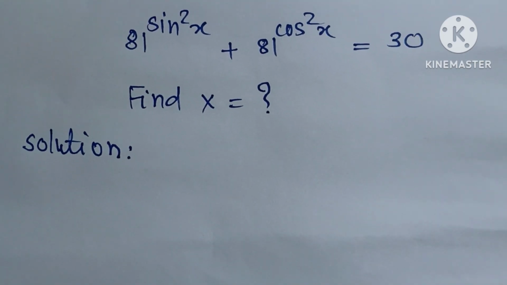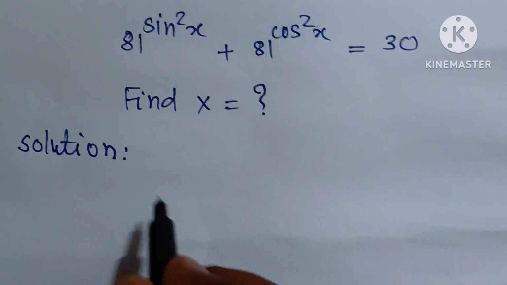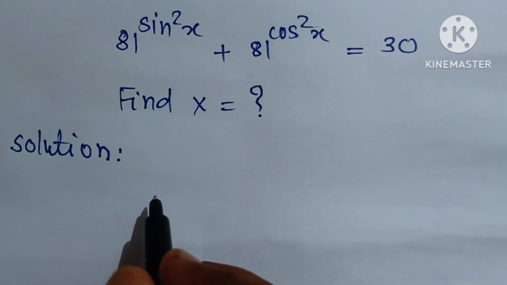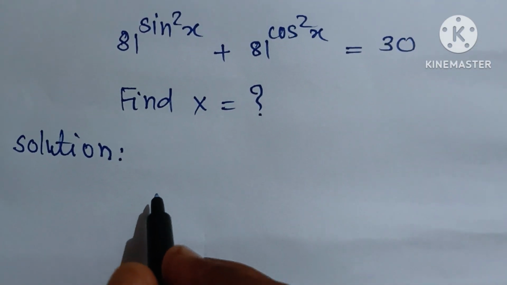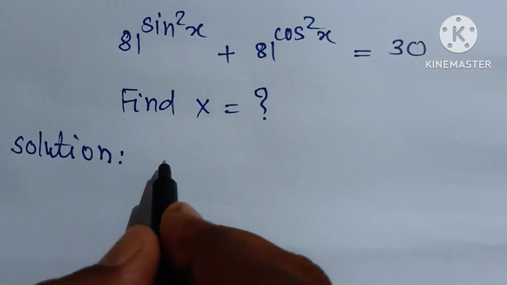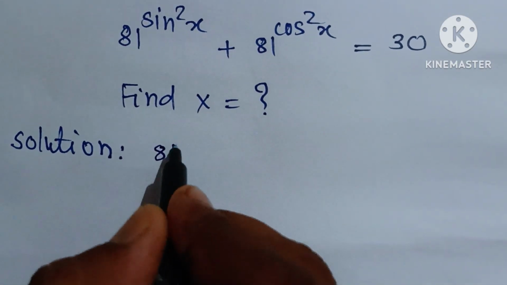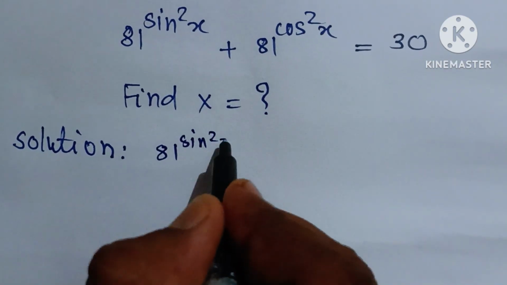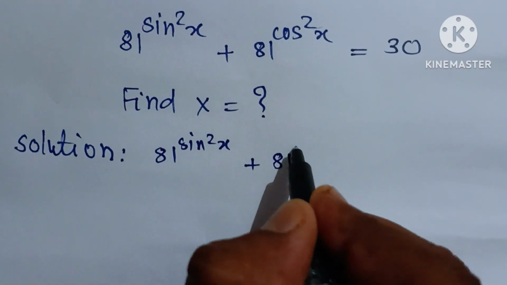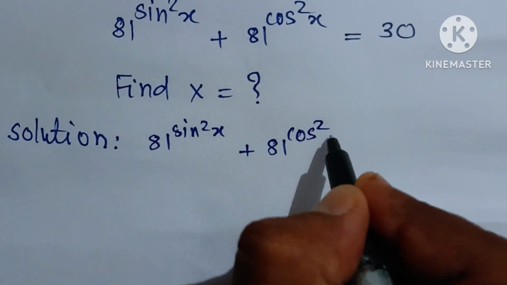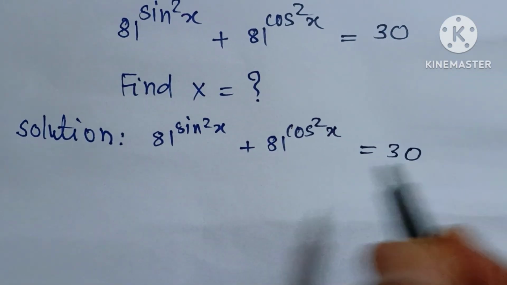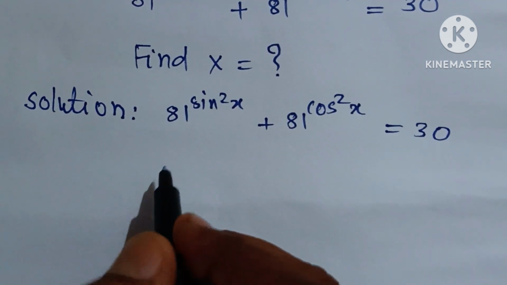Hello everyone, today we will see the problem 81 raised to the power sin²x plus 81 raised to the power cos²x is equal to 30. We have to find the value of x. So let us start.